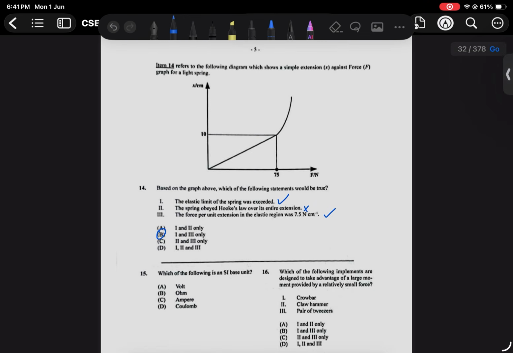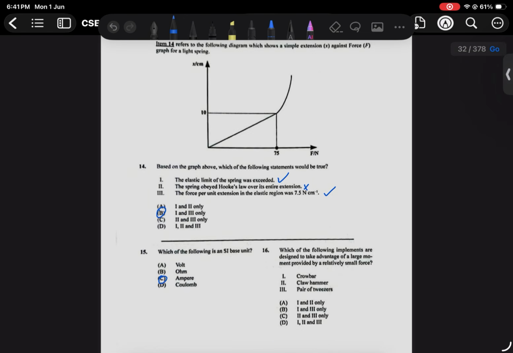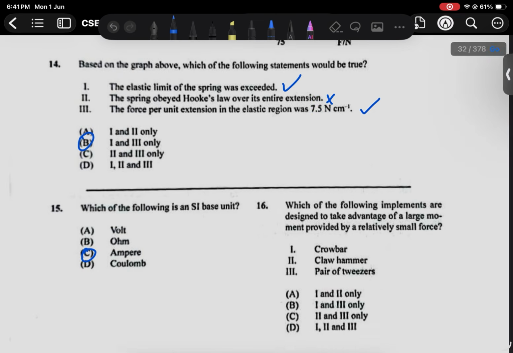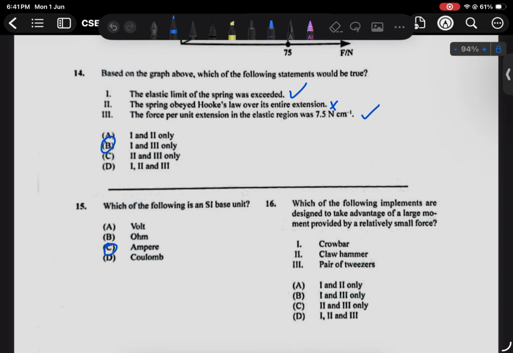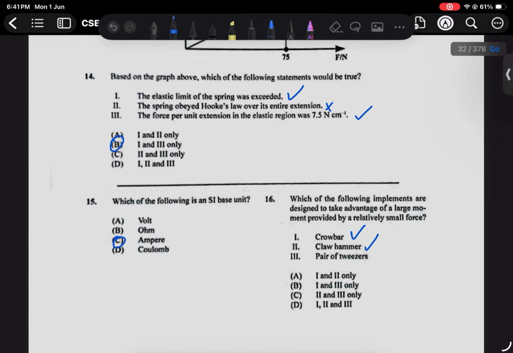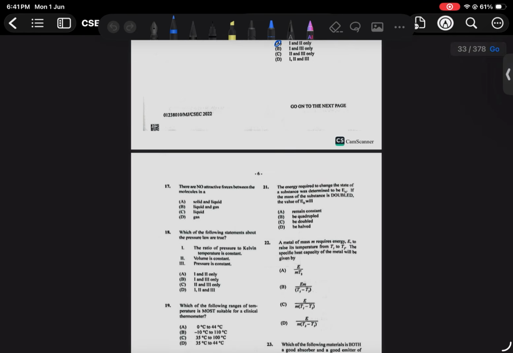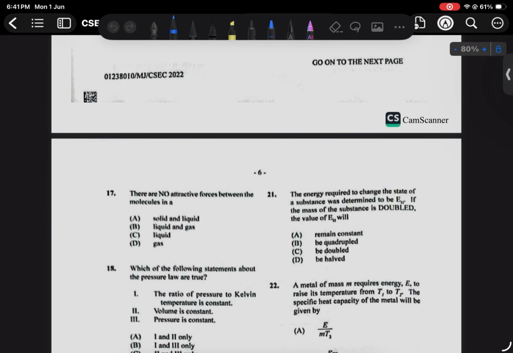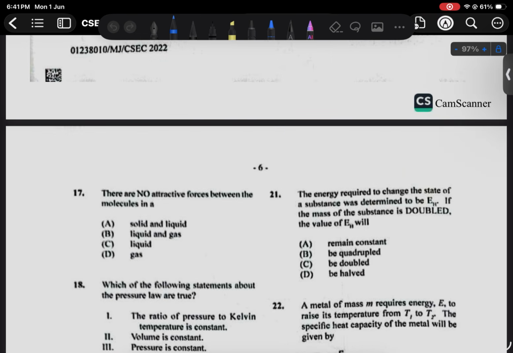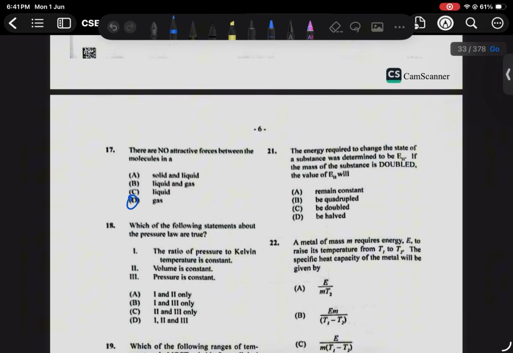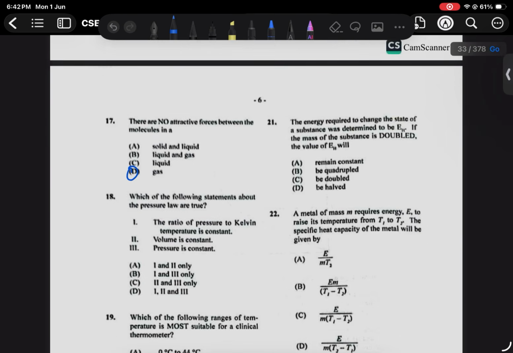Which of the following is an SI base unit? We know ampere is one of the 7 base SI units. Which of the following implements are designed to take advantage of a large moment provided by a relatively small force? So a crowbar does that well, and so does a claw hammer. But a pair of tweezers does not. So it's 1 and 2. There are no attractive forces between the molecules in a gas. The intermolecular forces or the bonds are very weak. Which of the following statements about the pressure laws are true?